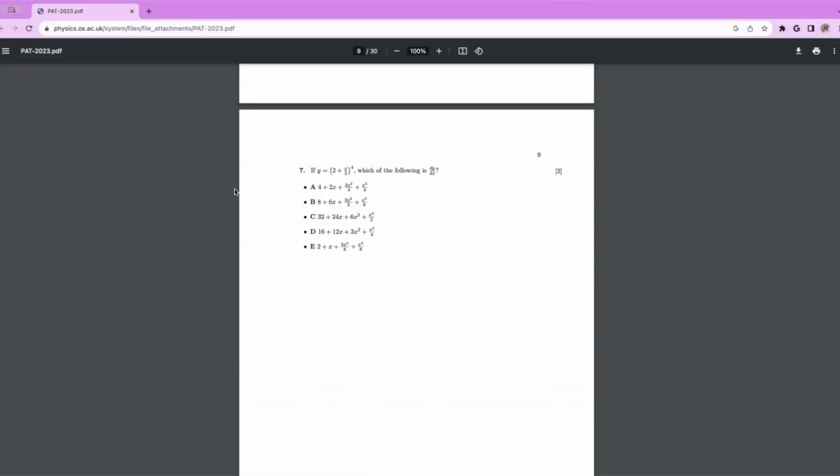Okay. If y equals 2 plus x over 2, quantity to the fourth, which of the following is dy dx? So I kind of don't want to take the derivative of this, so I'm going to do a little scammy method. In the expansion of this quantity here, the largest term would be x over 2 to the power of 4, which is x to the 4 over 2 to the 4. 2 to the 4 is actually 16, so we can just simplify that.